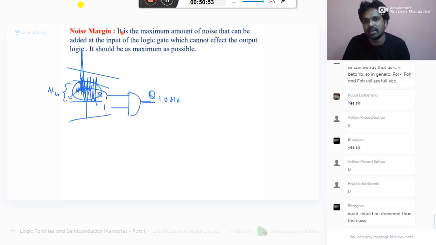You understand here? It is the maximum amount of noise that can be added. I am not saying add the maximum amount of noise. It is the maximum noise that can be taken at the input of the logic gate which cannot affect the output. Is it clear how we calculate? I will tell you. Firstly, please tell me if the definition is clear or not.